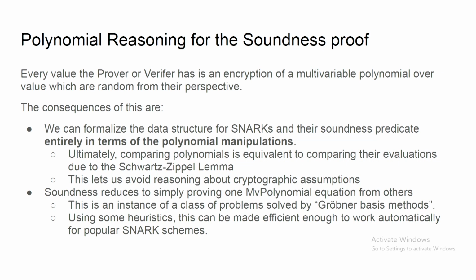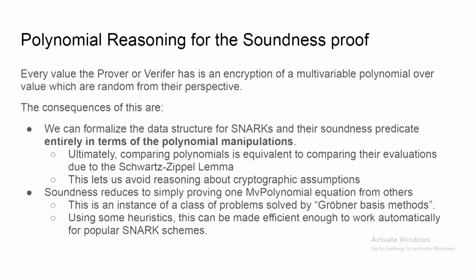And this relies on a theorem called the Schwartz-Zippel lemma, which basically says that if you have two polynomials, those polynomials are going to turn out to be equal with very, very high probability if you evaluate them on random elements and the evaluations turn out to be equal. And the nice thing about this is that it lets us avoid thinking too much about the underlying cryptographic assumptions. It just lets us work in this more abstract model where everything is a polynomial, and we just have to make arguments about polynomials.